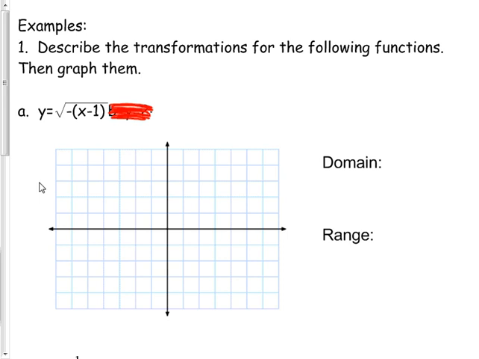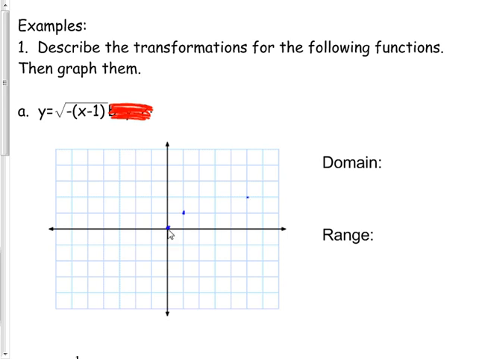Okay, so if we're going to graph this one, it's the first one in your notes that I want you to try. First of all, you got to know what the parent looks like. And the parent for the square root function looks like this. Starts at (0, 0), goes to (1, 1), and then goes to (4, 2).